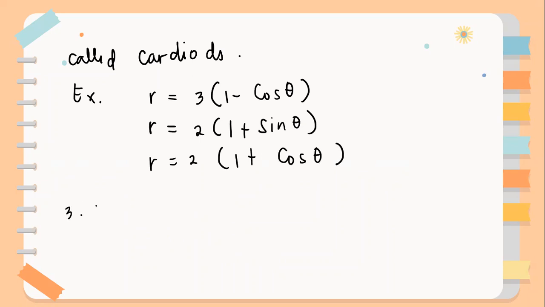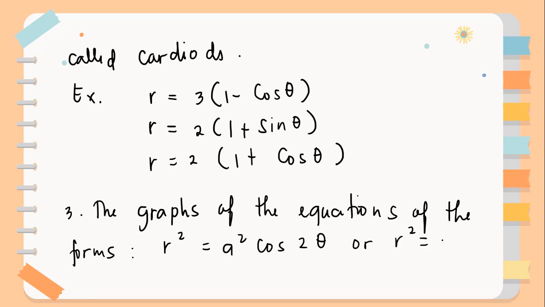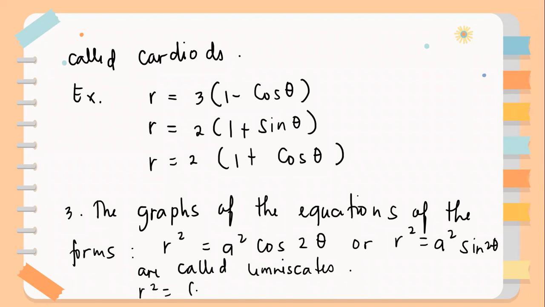Okay, number 3. The graphs of the equations of the forms r² = a² cos 2θ, or r² = a² sin 2θ are called lemniscates. Then we have r² = cos 2θ, and r² = 4 sin 2θ.